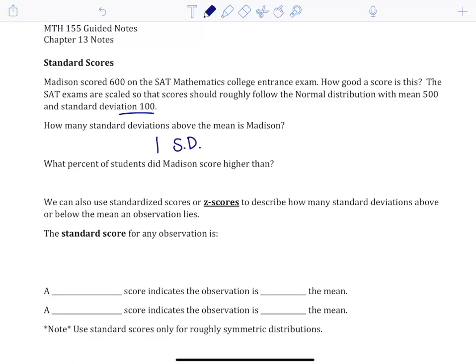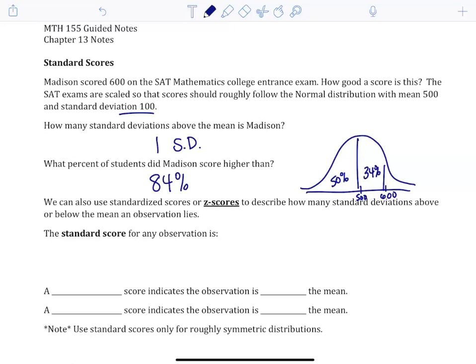So we could then ask the question, what percent of students did Madison score higher than? Well, let's think about our curve. She's right here, 1 standard deviation above the mean. And so we know that the mean gives us 50%, and then from our picture, we know that we gain another 34% going up to 1 standard deviation. So Madison's score is higher than 84% of all test takers. So that's a really good score. So that's one way we can think of these type of questions, but an easier thing to do is to come up with what is called a z-score.